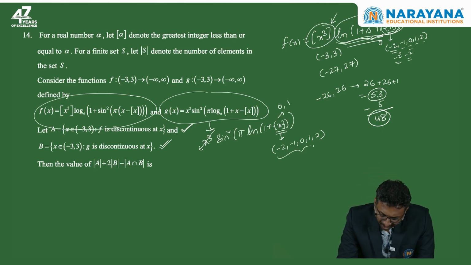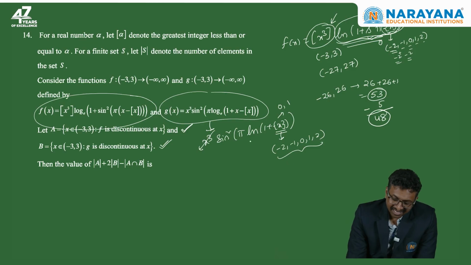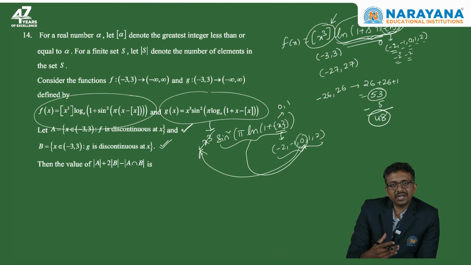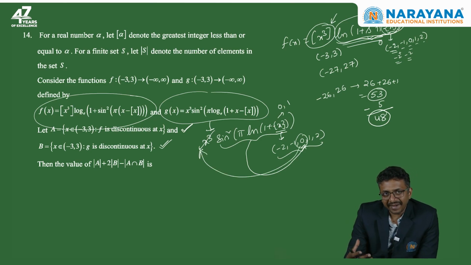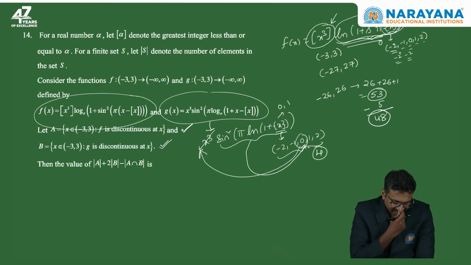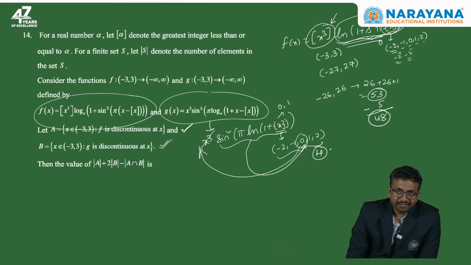So at all these points you will have discontinuity for this function, but among all these points, when x is equal to 0, the first function is becoming 0. So it will manage the discontinuity. So there are 4 points of discontinuity for the second function.